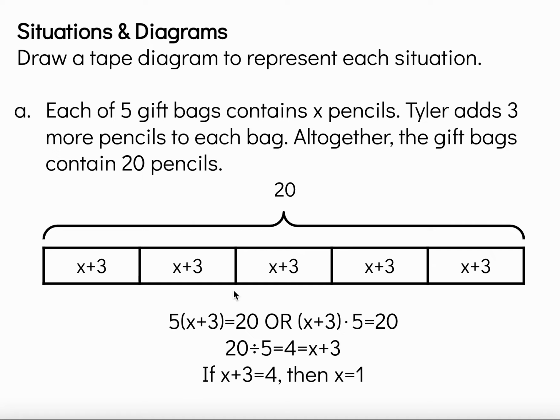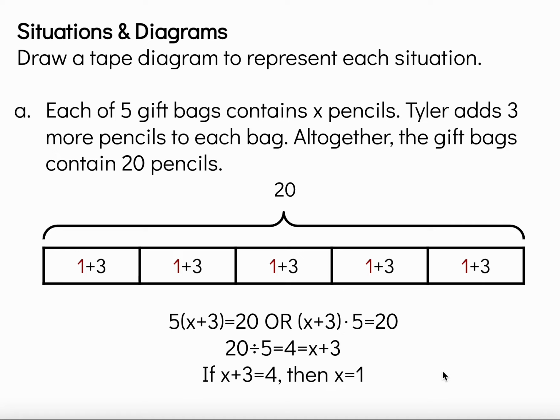So in my first situation, I have 5 groups of the exact same amount, and all of that totals 20. So I want to take 20 and divide it by 5, so I know the amount for each one of these groups. 20 divided by 5 is 4. So that means x plus 3, every time we see it, is equal to 4. If x plus 3 equals 4, then x has to be 1.